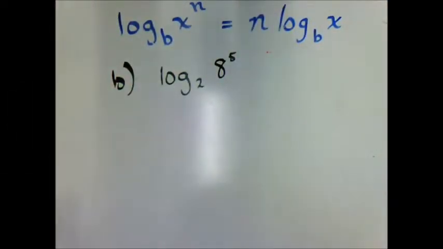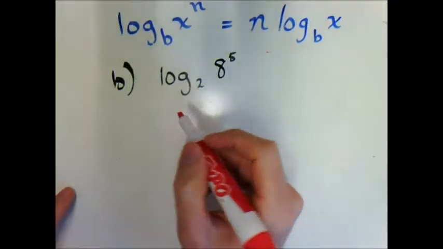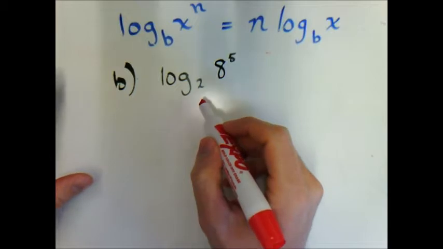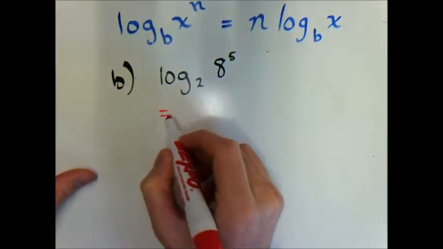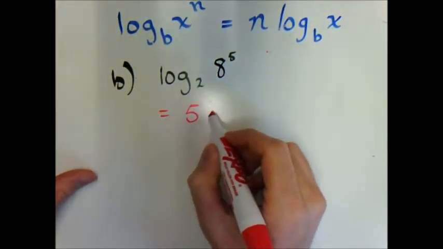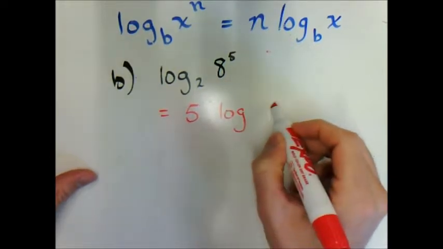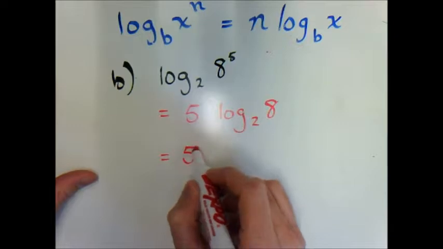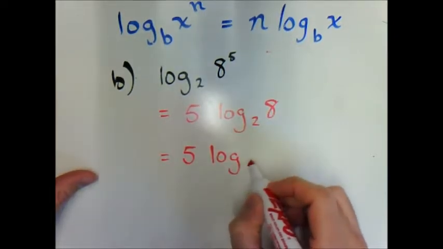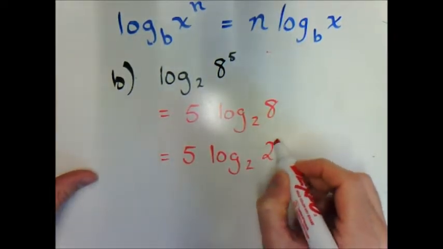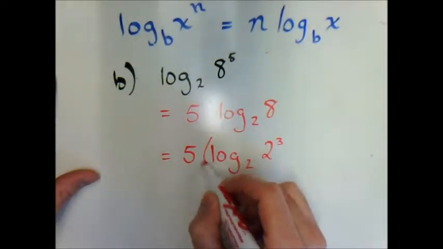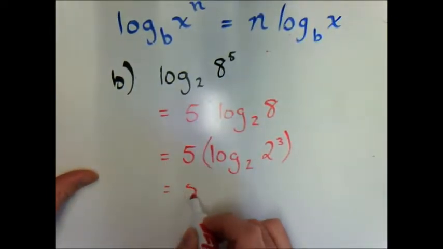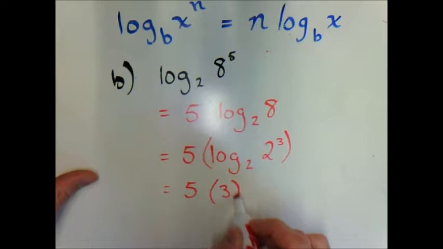Okay, let's do a few more examples applying the power law of logarithms. Here we go, we have the log of 8 to the power of 5 to the base 2. This is equal to 5 times the log of 8 to the base 2. And we can see here that 8 can be expressed as 2 to the power of 3, which means this whole side is simply equal to 3, which equals 15.